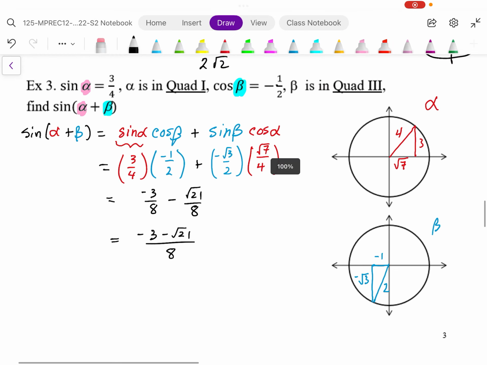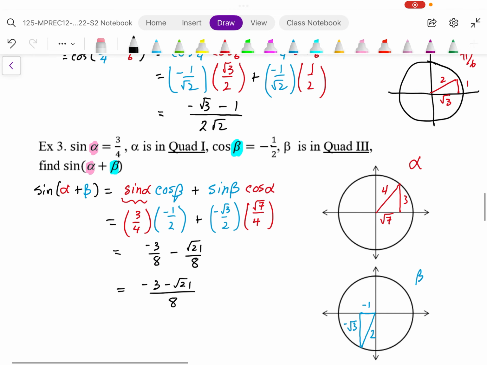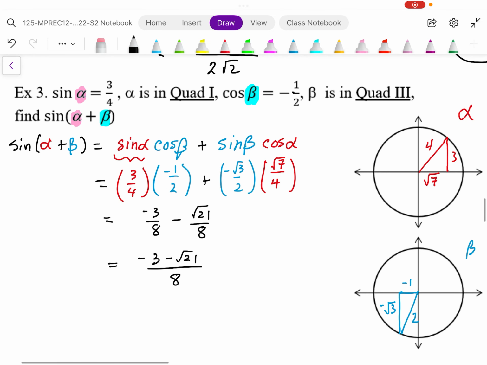So this is a second type of problem we will get. The first type is the pi over 12 problems. The second type is when we're given the angles as ratios, and then we need to work out the exact ratios of those angles and replace them in the formula.